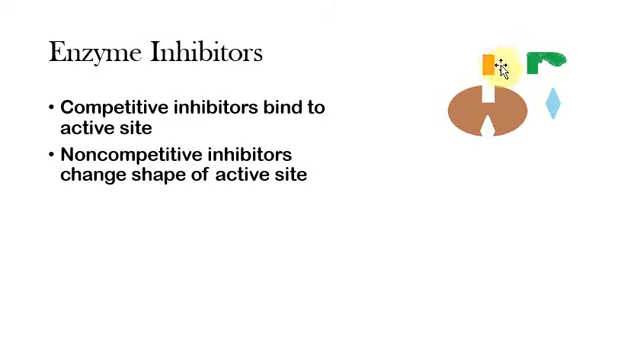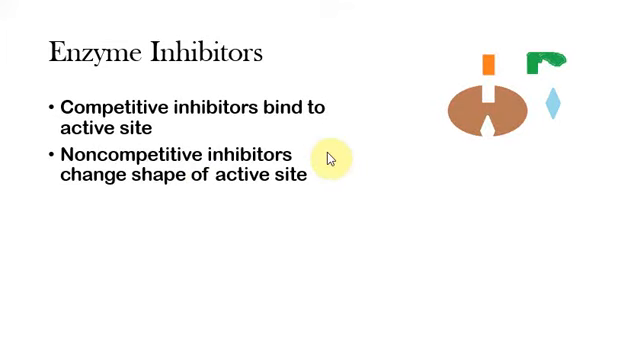In this little example, the orange molecule or compound is the substrate. The green one is the competitive inhibitor, and the blue one is the non-competitive inhibitor, which we'll be looking at next. Basically, the green competitive inhibitor will bind to the enzyme in the active site, taking up the space where the substrate would otherwise be.